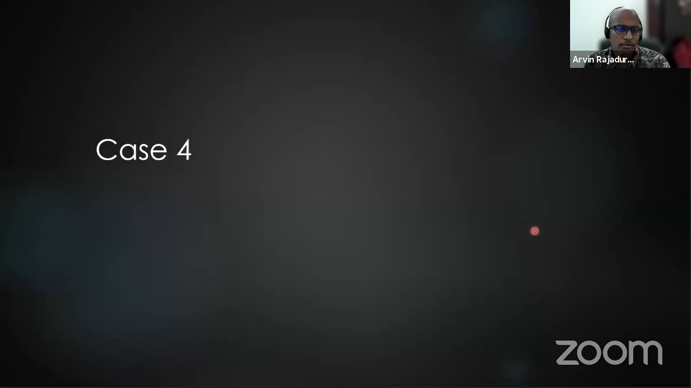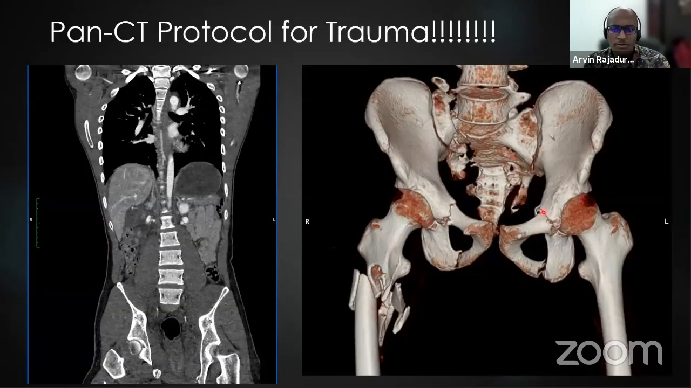All right. So just taking you to the final case, just showing you an example of what a PAN-CT protocol looks like. So this is me highlighting once again the PAN-CT for trauma, right? And we do it from the top to the bottom. And I'll show you how important this is for this patient. So you see the complex pelvic fracture going on here, all right? And the injury that happens here.